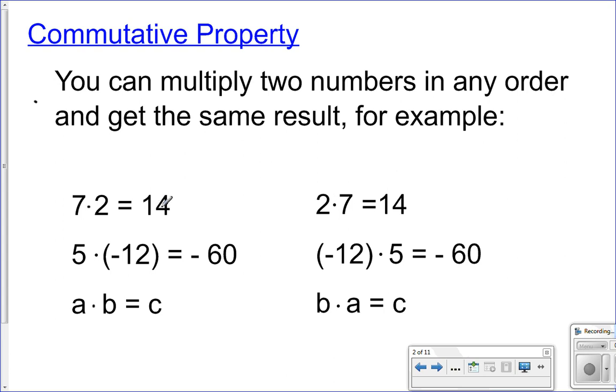They both equal 14. 5 times negative 12 equals negative 60, and negative 12 times 5 equals negative 60. If you notice, I'm flipping the order of the numbers, and I'm getting the same answer. So algebraically, it looks like this. A times B equals C, and B times A equals C. Or we could write it as A times B equals B times A.